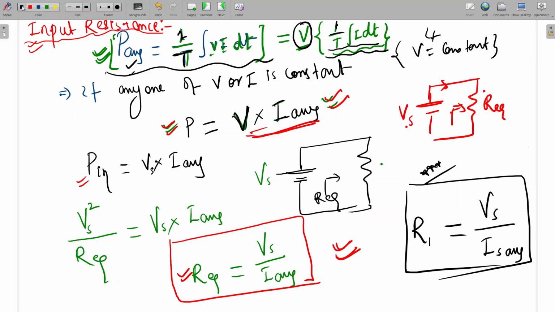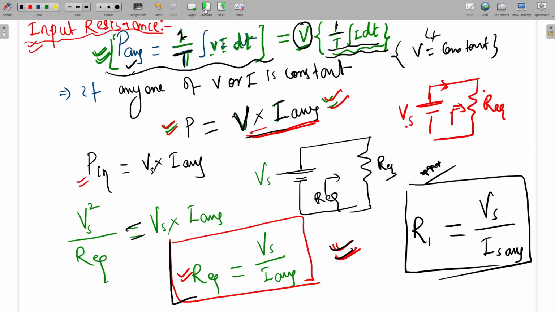We are calculating the average power here. Now the same thing we have to represent in terms of a resistance, so that the voltage source supplies the same amount of power. For the input resistance I am assuming R equivalent. The power delivered by the source will be Vs square by R equivalent. For DC, the RMS and average are both the same constant value. So Vs square by R equivalent should be equal to Vs into I average. The final value: R equivalent will be Vs by I average. Is it clear?